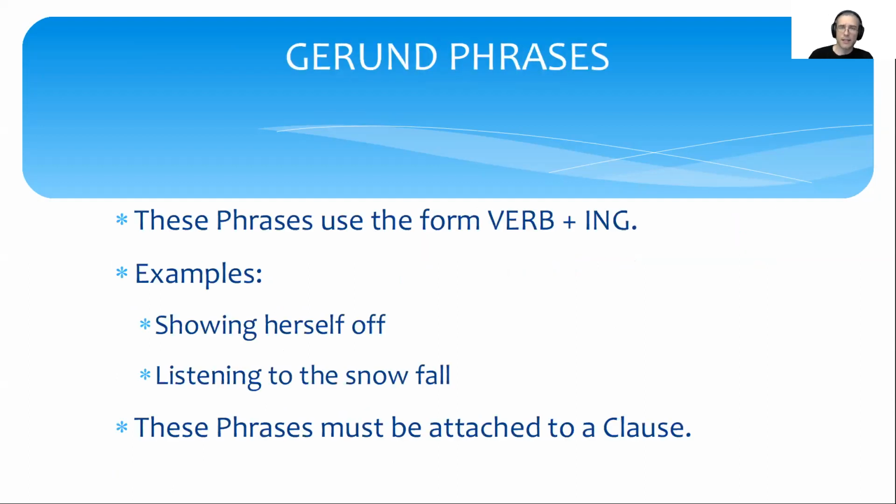The gerund phrase uses the base form of the verb plus ing. So examples of these kinds of phrases would be showing herself off or listening to the snowfall. It takes the base form of the verb show, adds ing, and includes a few other words in there, but the words together don't have a subject, right? Showing herself off. There's no subject in that phrase.